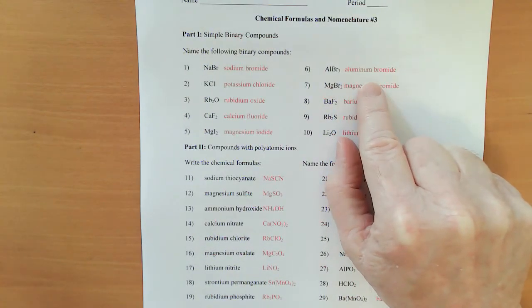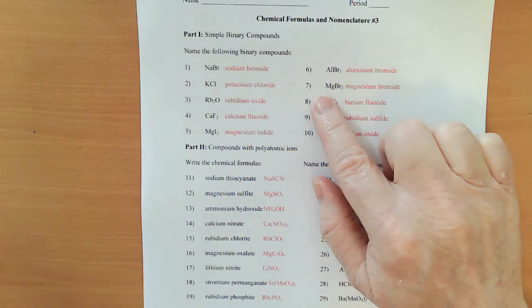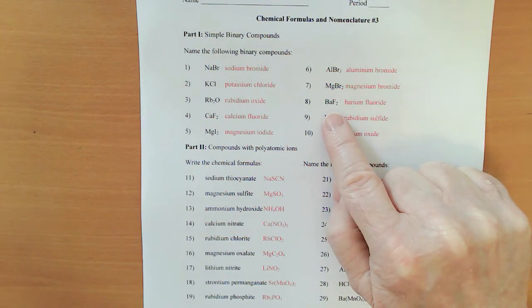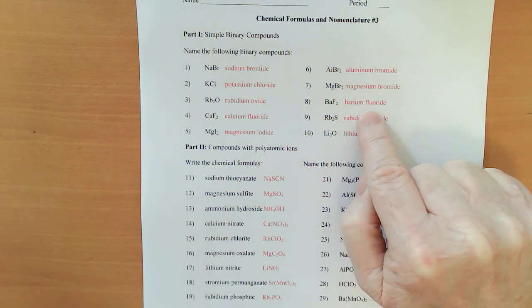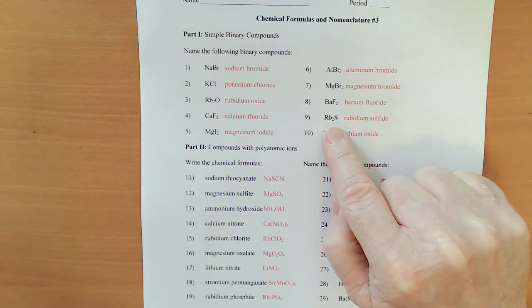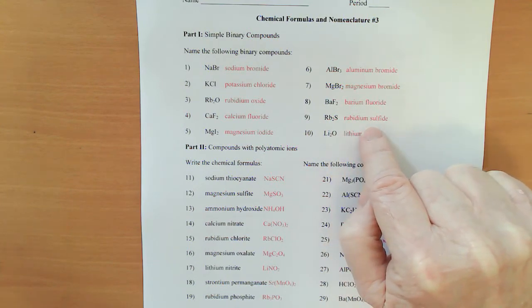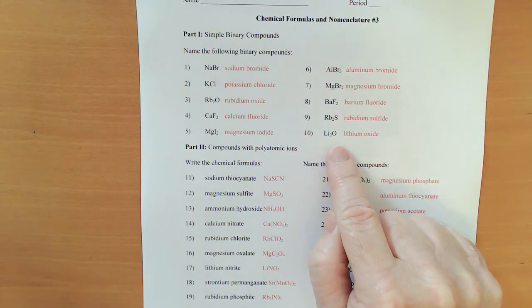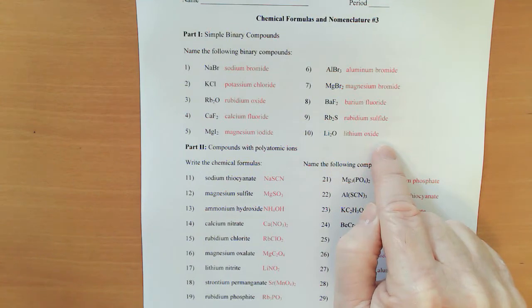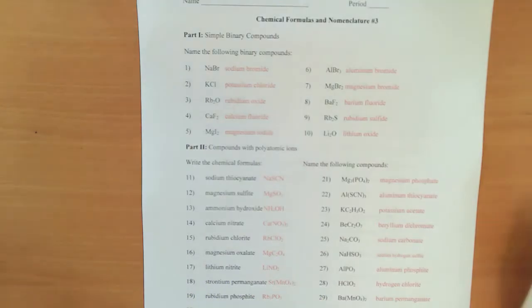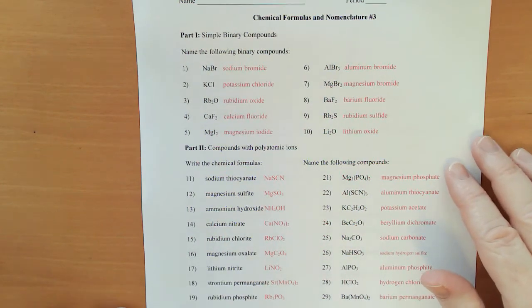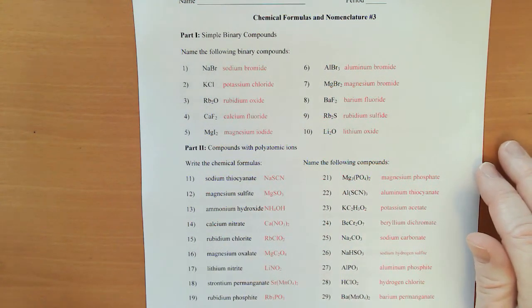AlBr3 is aluminum bromide, MgBr2 is magnesium bromide, BaF2 is barium fluoride, Rb2S is rubidium sulfide, Li2O is lithium oxide. All right, so that's part 1. Pause if necessary to go back and check things out.